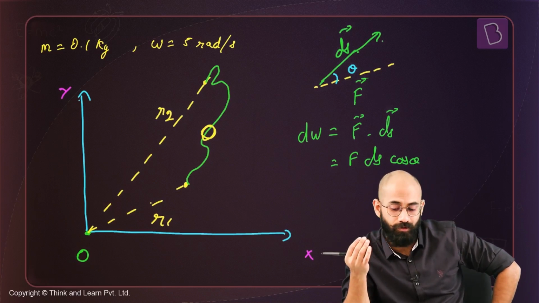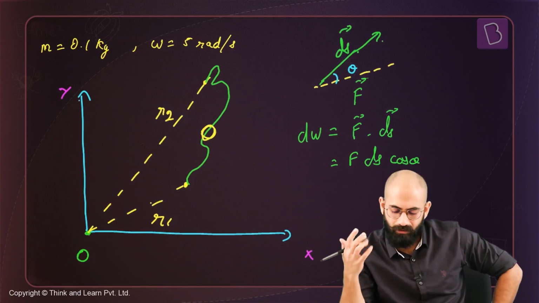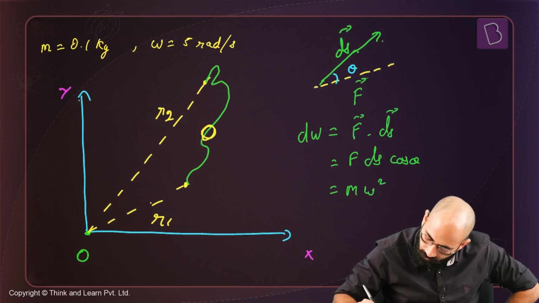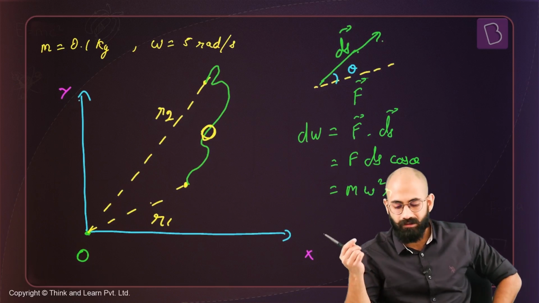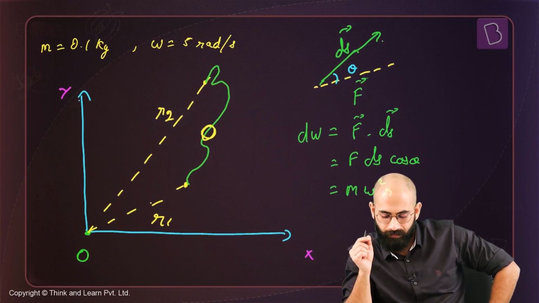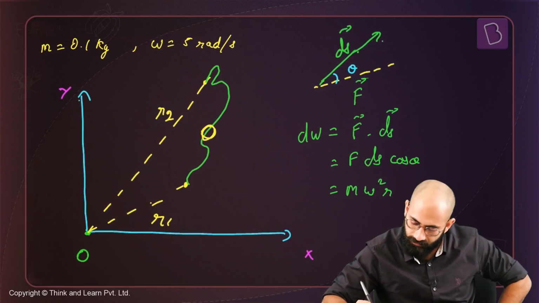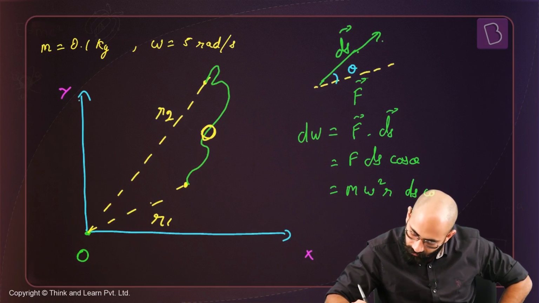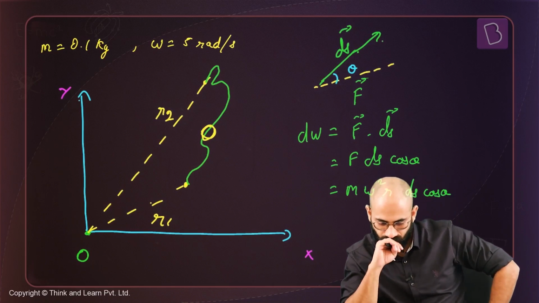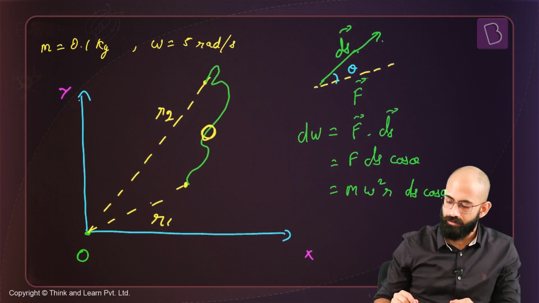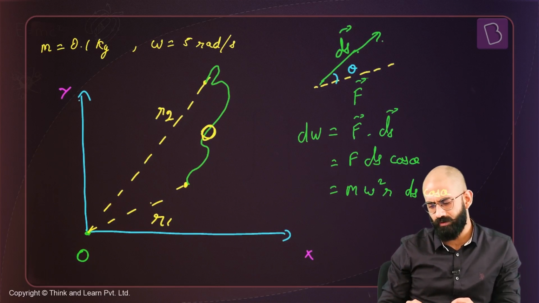Now what is the magnitude of the centrifugal force? That we know will be equal to m omega squared r, where r is the radius or the distance from the center at that point, okay? And this distance again will be ds, and this will be cos theta. So again here, dW we get is equal to m omega squared r into ds cos theta. Now how will we move forward?